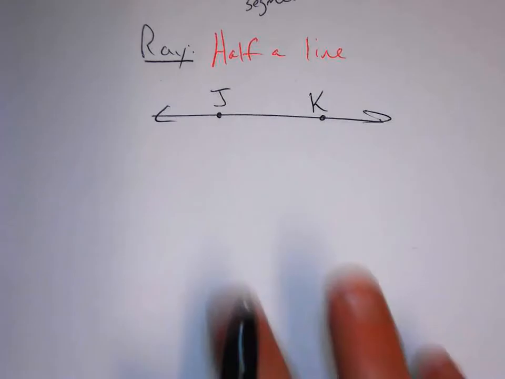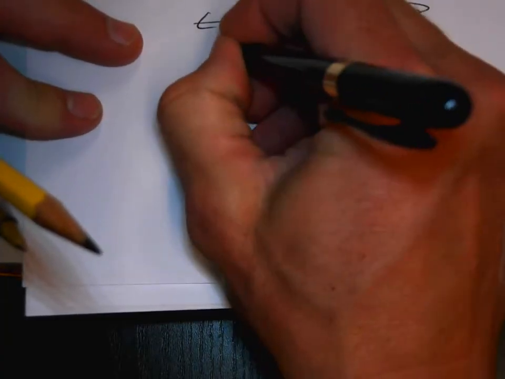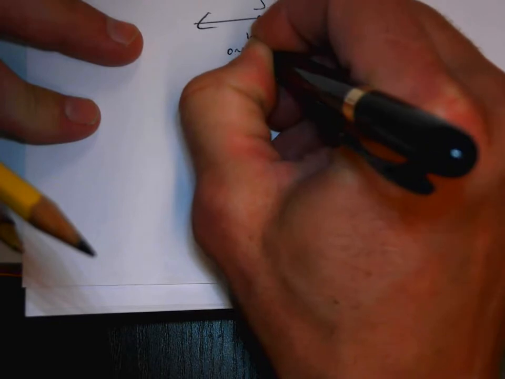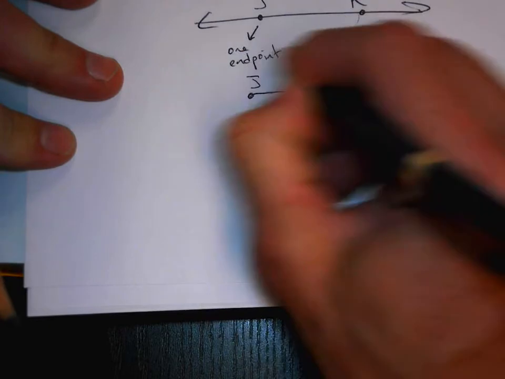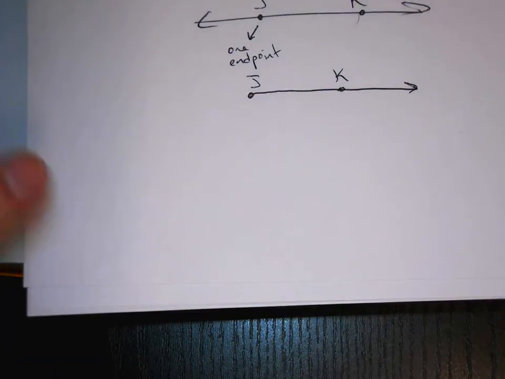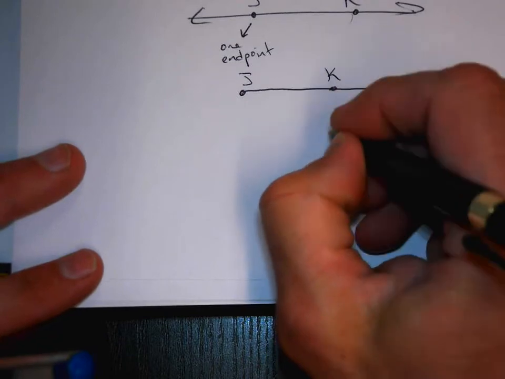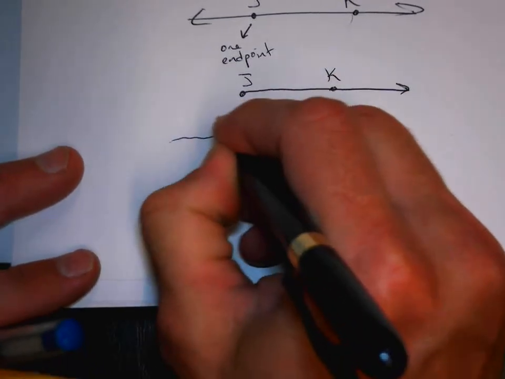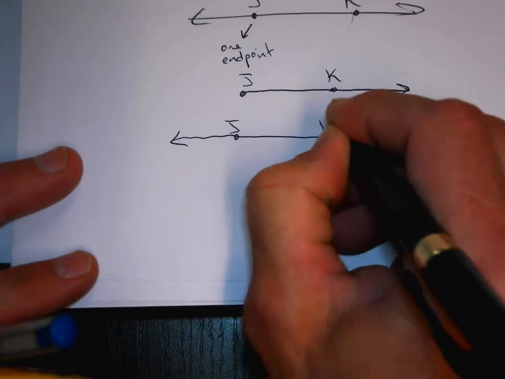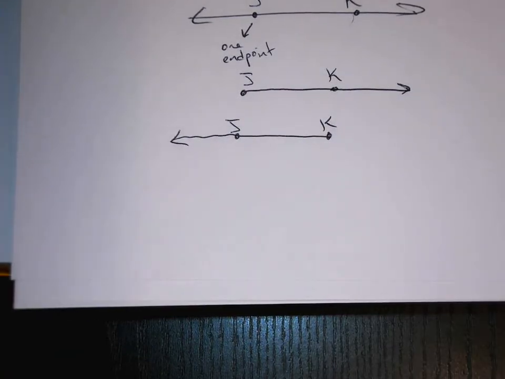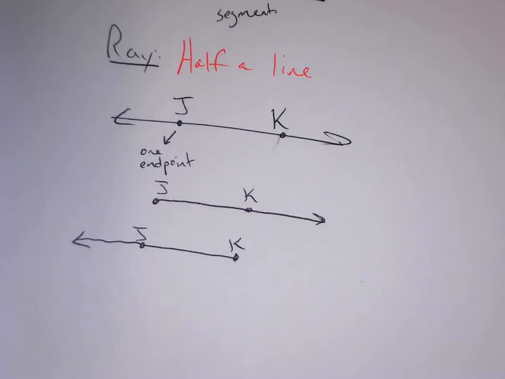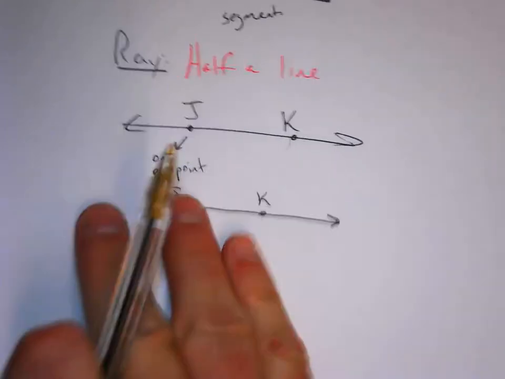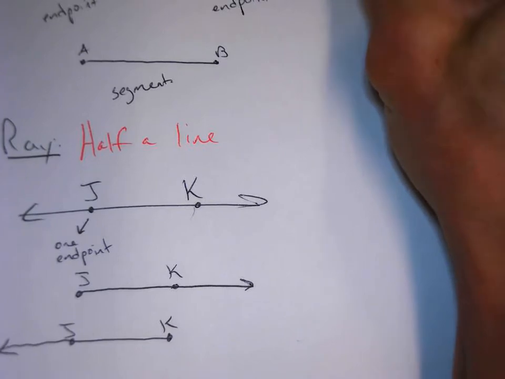Okay, so I could have a ray if I start with one endpoint. All right, so rays have one endpoint. Boom. All right, so if I had JK, that's a ray. And I could also have this one, right? I could also do this one, JK. Those are two different rays, by the way. And again, we'll get into naming stuff right about now. All right, so we can name things, right? Stuff has names. So how do we name things? Okay, let's go into naming.